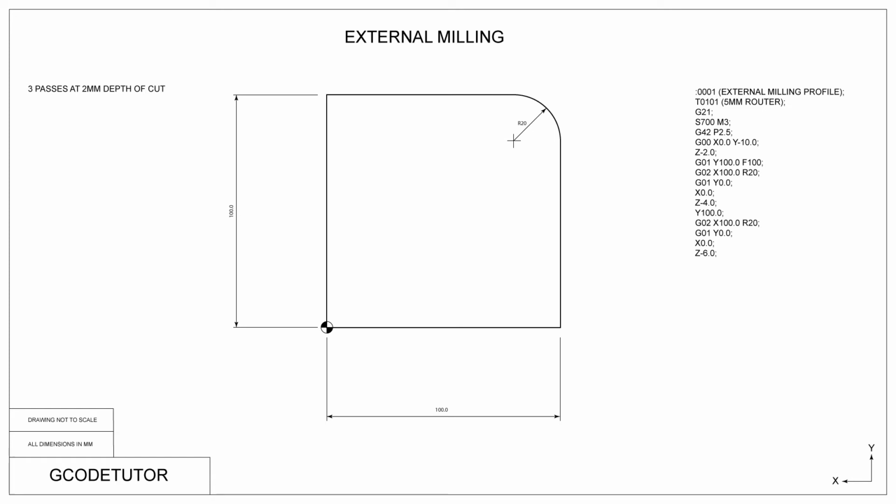We then take the cutter an extra 2 mil deeper, ready for the next pass, using Z-6.0. Here we machine the profile again, using the same lines of code as above. Now we return to our start position at X0.0, the datum position.